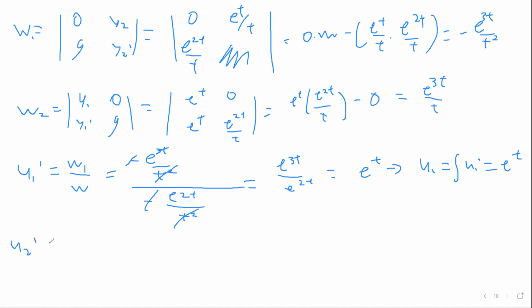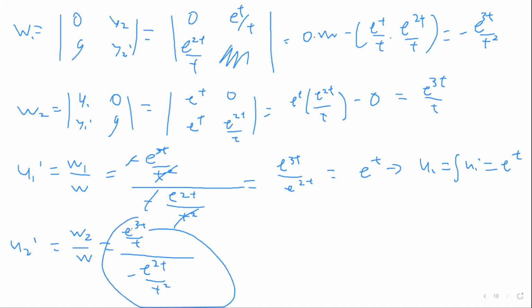Now, u2 prime is equal to W2 over W, which is equal to e to the 3t over t, all over negative e to the 2t over t squared. We should probably use nested fractions here. So this is negative t squared over e to the 2t times e to the 3t over t, which is equal to negative t e to the 3t over e to the 2t, or negative t e to the t. Now you may be like, oh no, you have to use integration by parts for this, but you don't, because you're going to bring your integral tables to the exam, right? That's the one thing. And your Laplace transform tables.